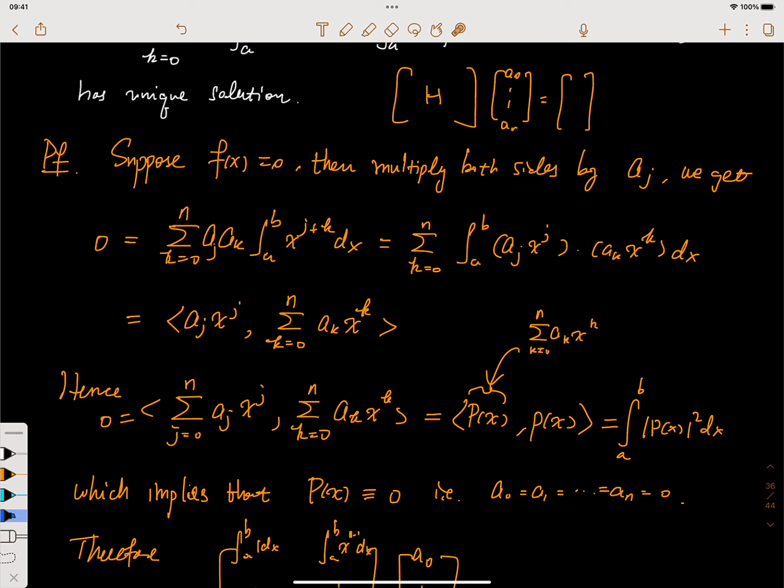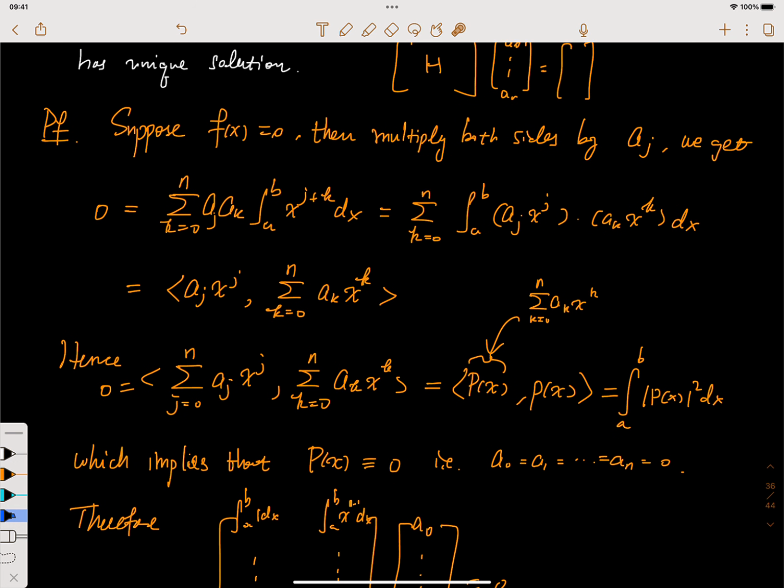But now, look at these two terms. They're exactly the same, except that I changed the notation from j to k right here. So essentially they're the same term. We call this term p(x). Both are just p(x), which I defined here. So it's essentially just the inner product of p(x) with itself. Now, the inner product of p(x) with itself is defined to be this, and this is equal to 0. So this being equal to 0 means that p(x) has to be a constant function, taking the value of 0 all the time.